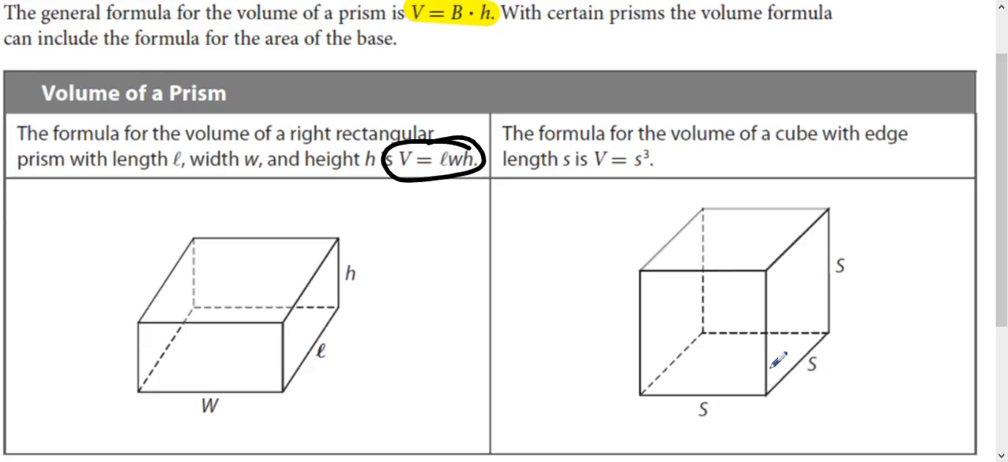If it's a cube, that just means that all the sides are squares. So you need the area of the base, S times S, and then times the height, which is another S: S cubed. But it can all be summed up with area of the base times the height.